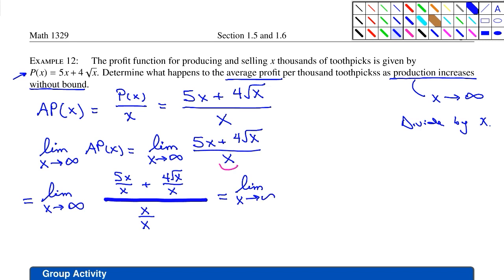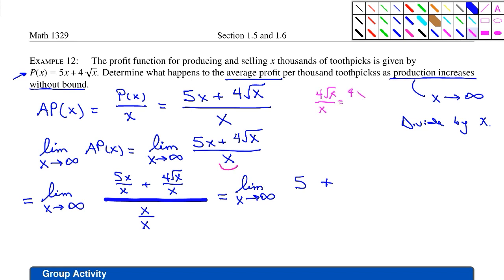So this is the limit as x goes to infinity. 5x over x is just 5. Now this one's a little more complicated. 4 square roots of x divided by x. So there's a couple of ways to think about this. 4 square roots of x divided by x.